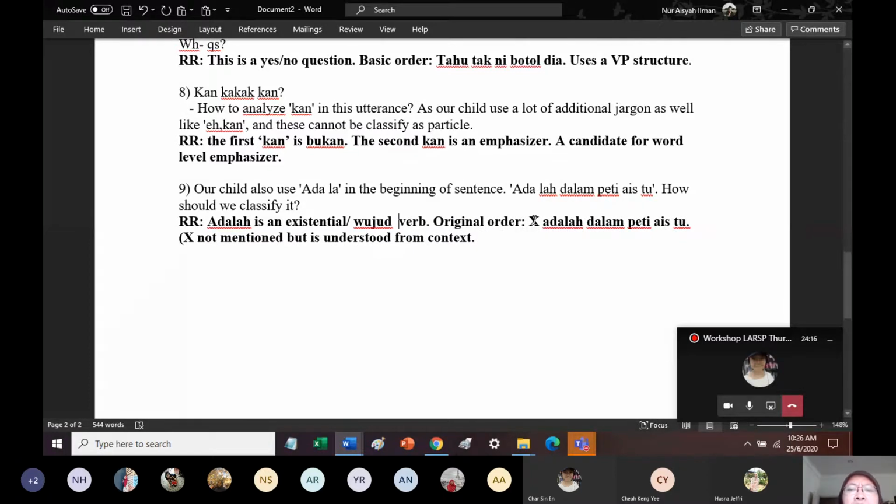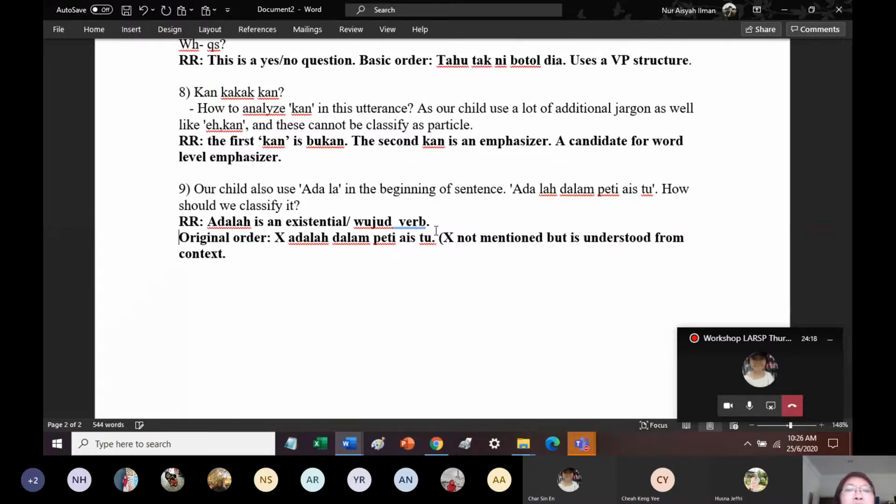So patutnya ayat tu, so original order would be X adalah dalam, ada, ataupun mungkin kalau kita nak, it's optional lah. Mungkin kalau kita kata adalah tu dia macam a bit confusing. Tapi kalau kita kata ada, X ada dalam peti ais tu. So sebenarnya then we get X ni sebagai clause level. X tak ada, so kita tak payah cakap apa-apa, tapi sebenarnya ada kat situ kan.